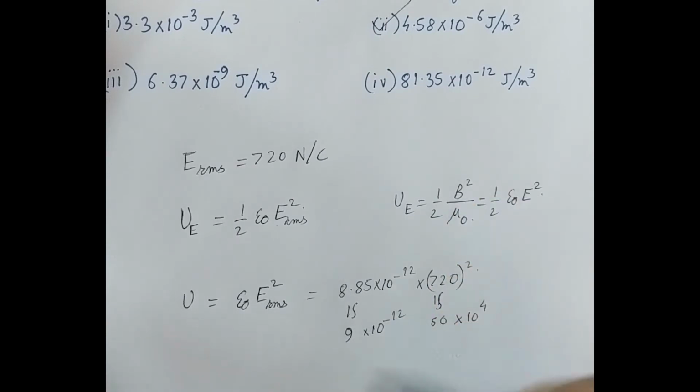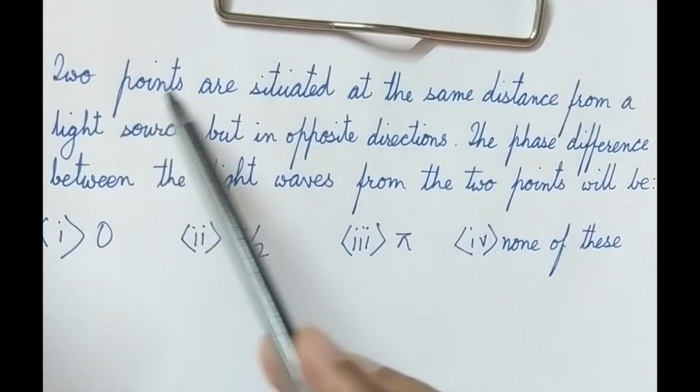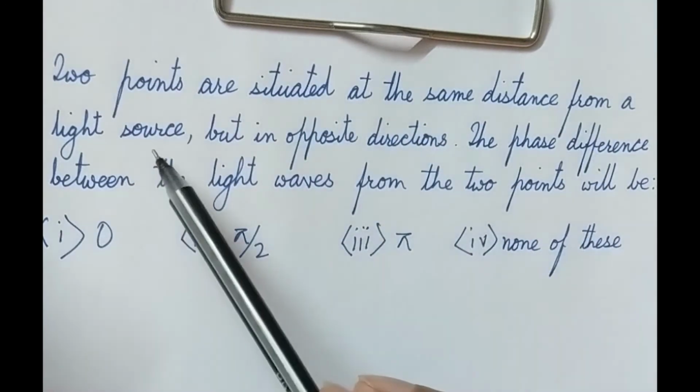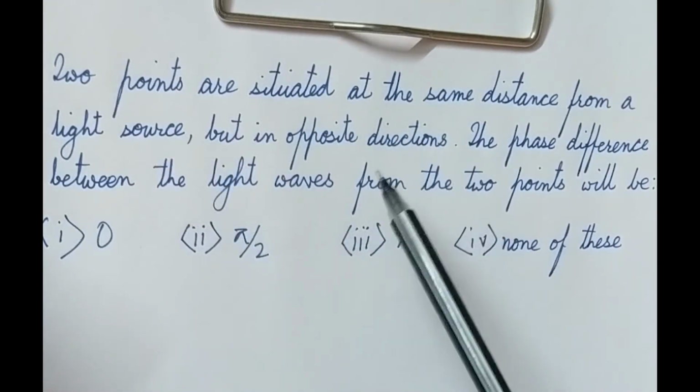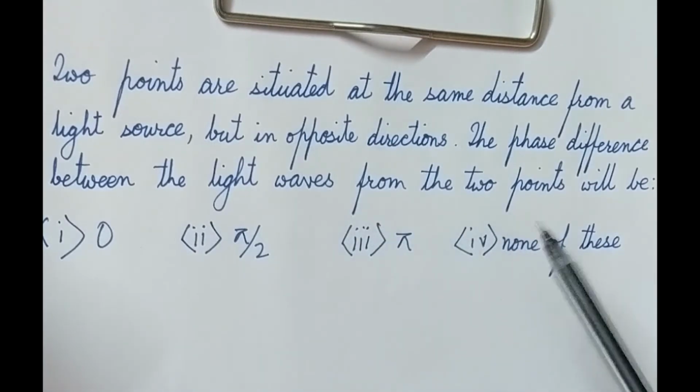This is how you skip through the calculations using approximations. Let's move on to the next question. So this question is from Huygens principle. It says that 2 points are situated at the same distance from a light source but in opposite directions. The phase difference between the light waves from the 2 points will be one of these 4 options.